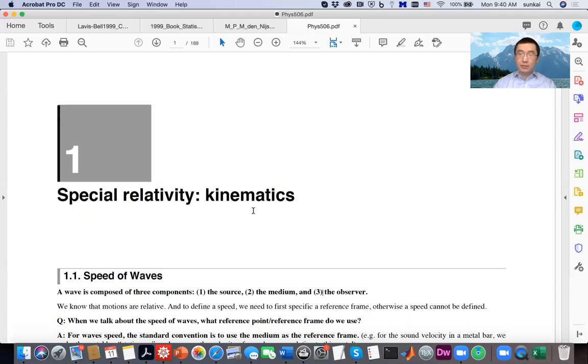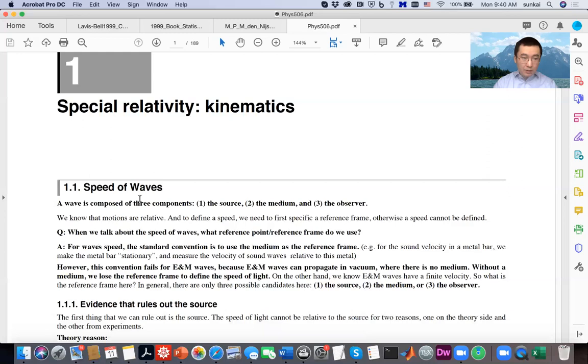Okay, so the first question: what is the speed of waves? Or more precisely, how do we define the speed of waves? This is actually the fundamental question in the theory of special relativity. For a wave, we know that any wave has three components: the source that generates the wave, the medium in which the wave propagates, and finally the observer, the person or device who measures this wave. So that's the three components of any wave.